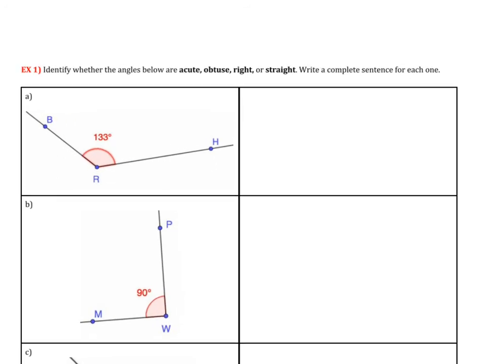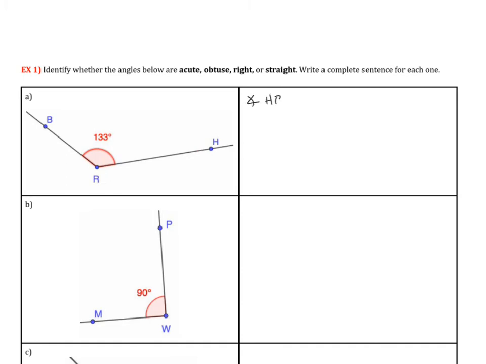All right, so for example 1, it's asking us to identify whether the angles below are acute, obtuse, right, or straight. And they want us to write a complete sentence for each one. Now, they don't tell us that we need to give an explanation, but I'm going to go ahead and give the explanation anyways, just for good practice. So, taking a look at the angle in problem A, I'm going to first name the angle. And remember, I need to make sure that I trace along the angle and I don't just jump across the opening from one point to another. So I can name this angle BRH or HRB.